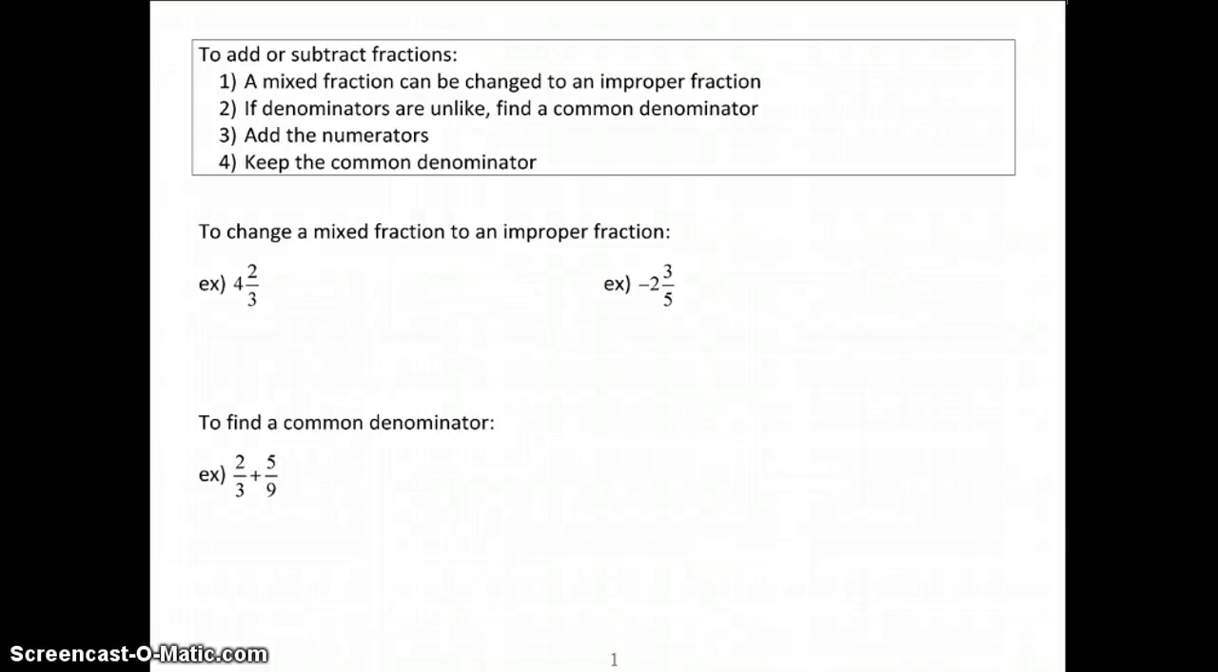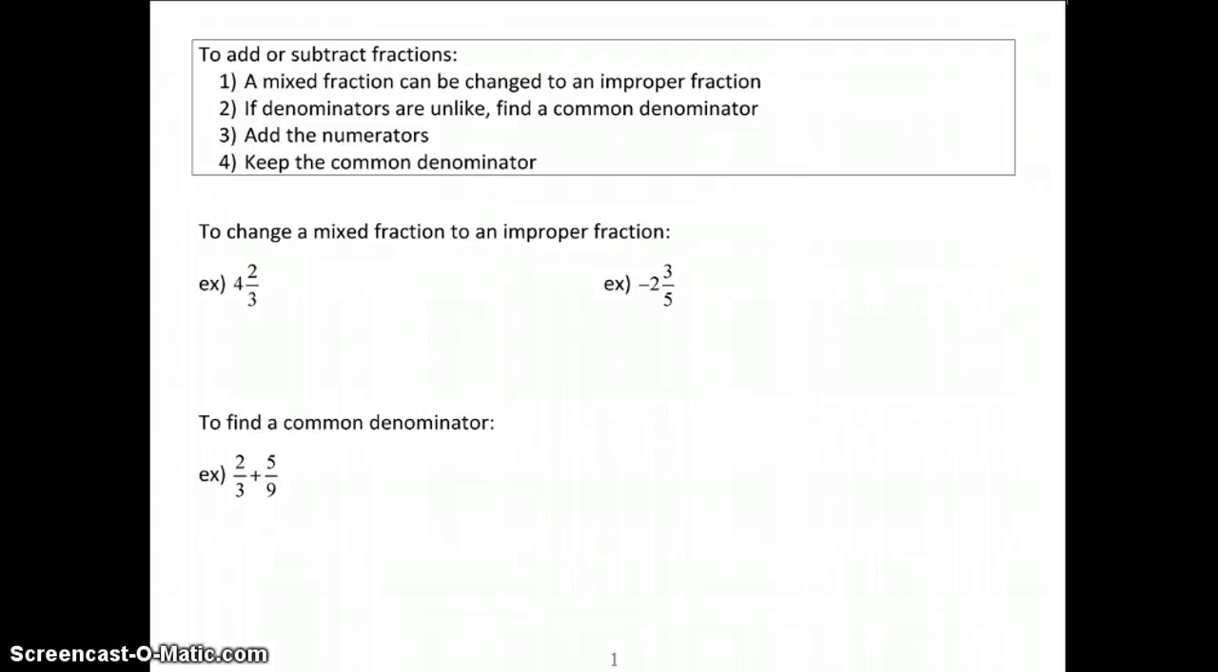Okay, so today we're going to look at how to change a mixed fraction to an improper fraction. The fraction that you've got is 4 2/3, which is a mixed fraction, and we want to make that improper. So, do you have any idea where to start? What should you do first?